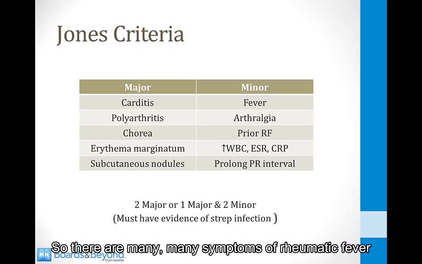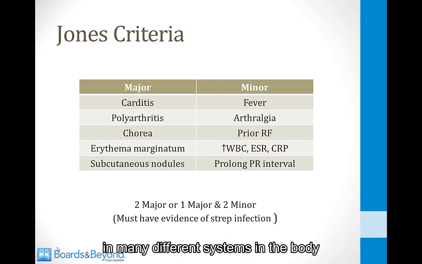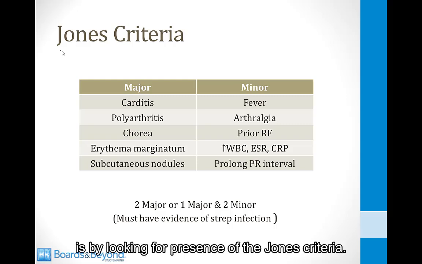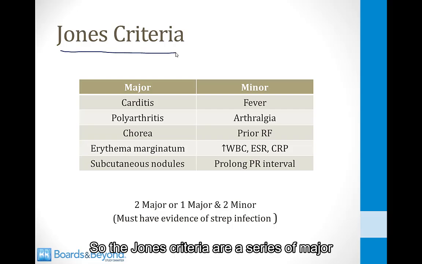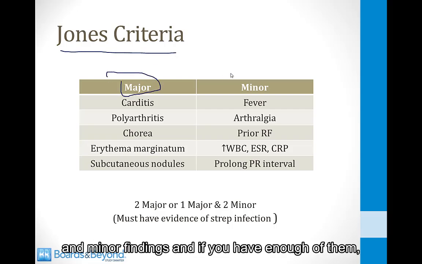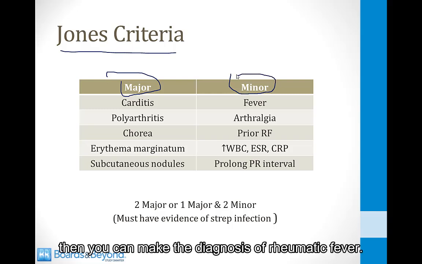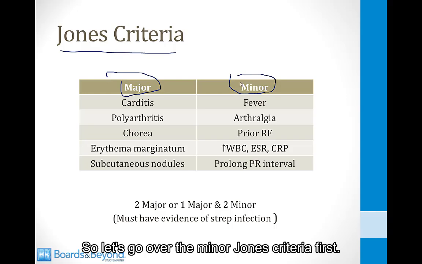So there are many, many symptoms of rheumatic fever in many different systems in the body, and the mechanism of all these features is poorly understood. The way you diagnose rheumatic fever is by looking for presence of the Jones criteria. So the Jones criteria are a series of major and minor findings, and if you have enough of them, then you can make the diagnosis of rheumatic fever. So let's go over the minor Jones criteria first.